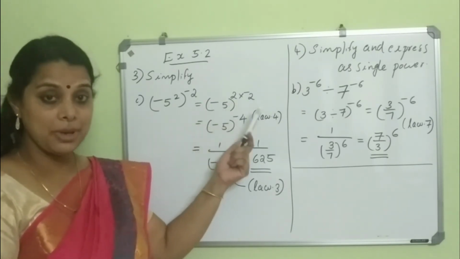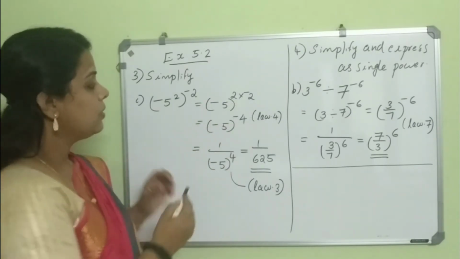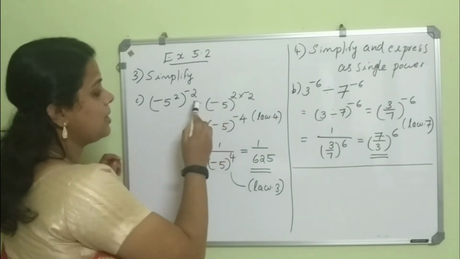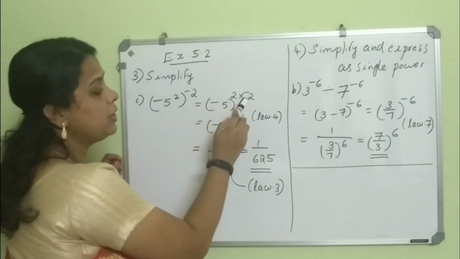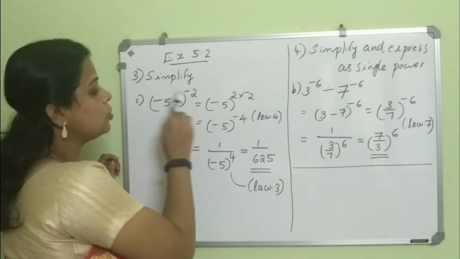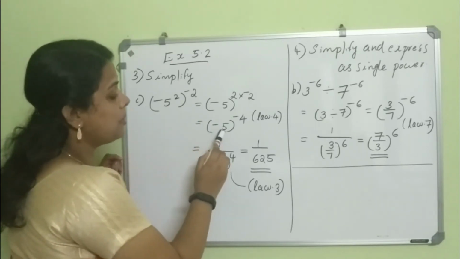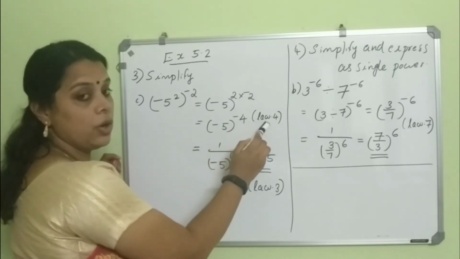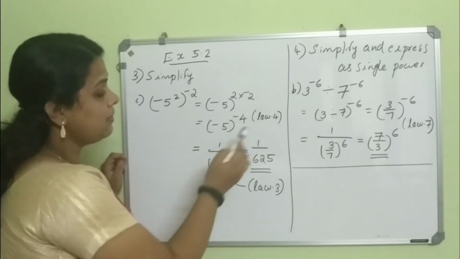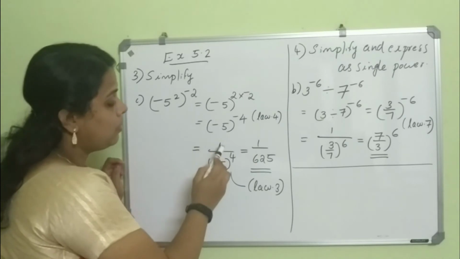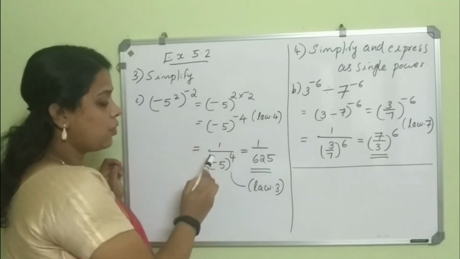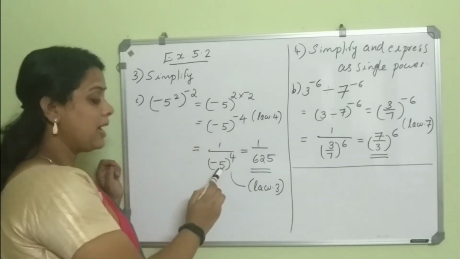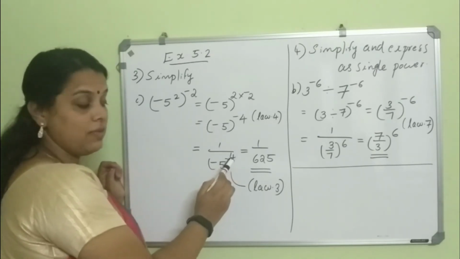x raised to ab. Using that law, we can write minus 5 raised to 2 into minus 2. We can multiply these two exponents. That is minus 5 raised to 2 into minus 2, which is minus 4, using the law 4. Then we can write minus 5 raised to minus 4 is 1 by minus 5 raised to 4. Which law is that?